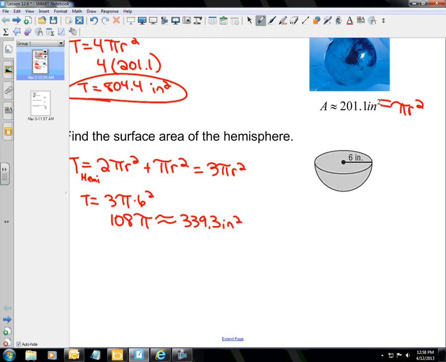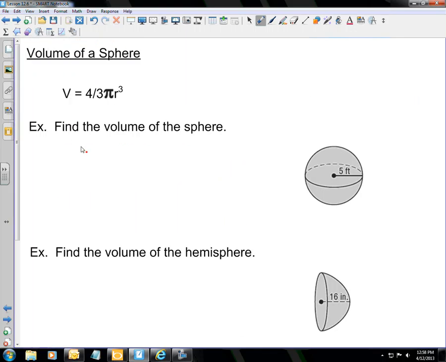Okay. Now, the next thing we want to talk about is the volume of a sphere. Now, volume of a sphere is not hard. It's just kind of got a yuckier formula. But before we do that, I want you to find a particular button on your calculator. Because when you use volume, you have to cube the radius.